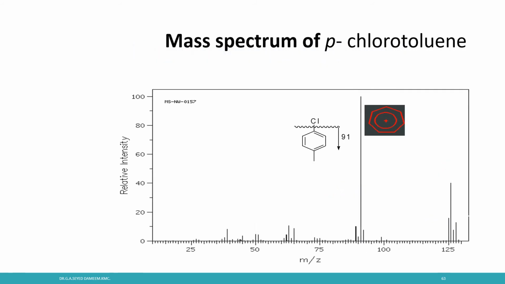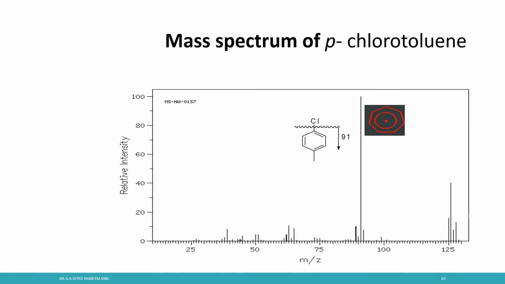This slide shows the mass spectrum of para-chlorotoluene, with molecular weight 126. So the peak obtained at 126 is the molecular ion peak, and the peak obtained at 128 is the M plus 2 peak. After formation of the molecular ion, on elimination of a chlorine radical, it gives another ion corresponding to the formula C7H7+. That ion is the tropylium cation with m/z 91. That ion has greater stability.